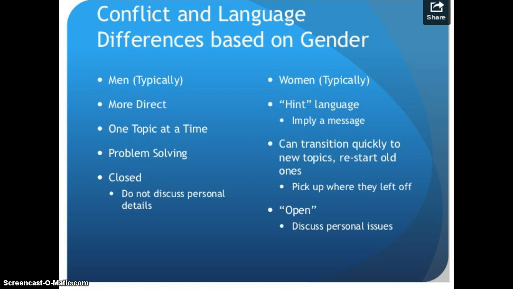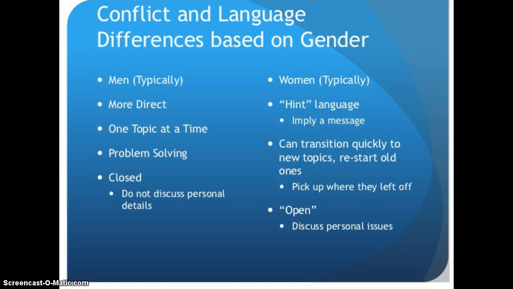Let's then talk about conflict and language differences based on gender. It's not rocket science to know that men and women speak differently. So, men are typically very much more direct in their communication, and they talk about one topic at a time. And they're very focused on fixing it. Let's solve the problem. Let's just solve it and move on. And they're typically more closed about personal issues and how their personal emotions or feelings play into a situation. And so they're more closed in that regard.